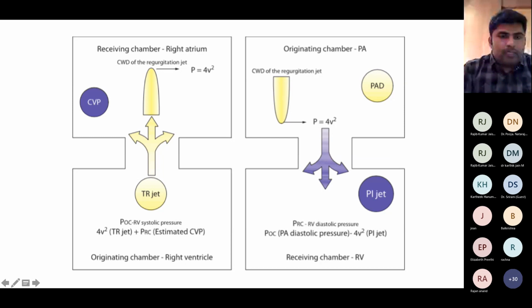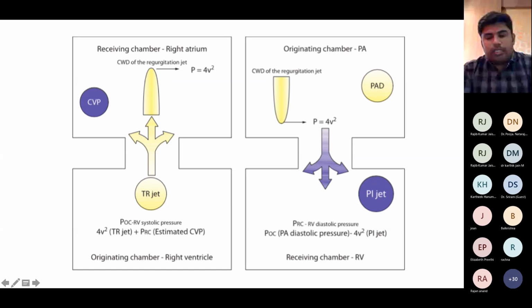The peak velocity of the regurgitant jet can be measured, and using Bernoulli's equation, we can measure the pressure difference between the RV and RA during systole. This pressure difference plus the central venous pressure gives the right ventricular systolic pressure using this formula. Right ventricular systolic pressure can be used as a surrogate for measuring pulmonary artery systolic pressure if there is no right ventricular outflow tract obstruction. Similarly, in a patient with pulmonary regurgitation, the regurgitation starts from the pulmonary artery and reaches the right ventricle.